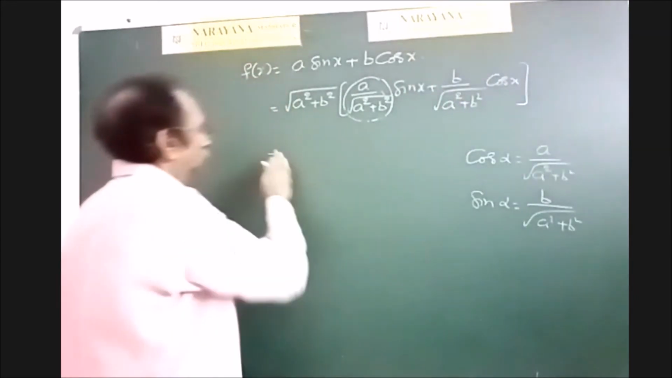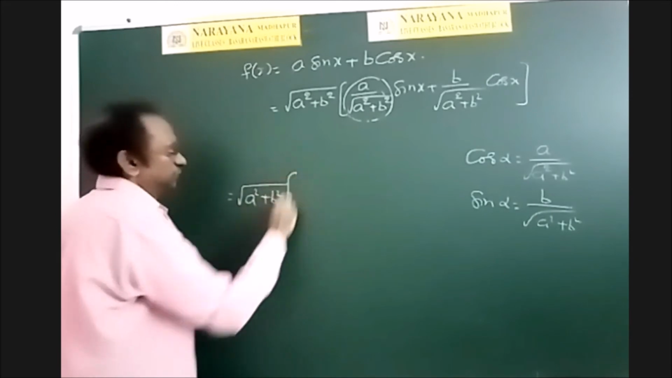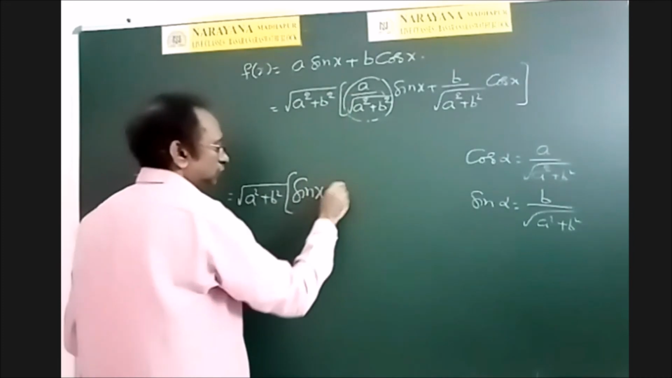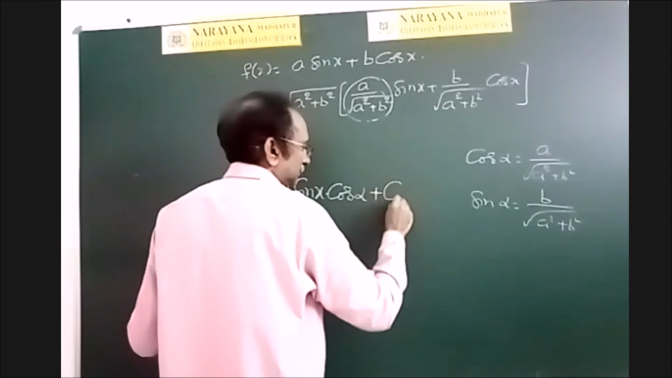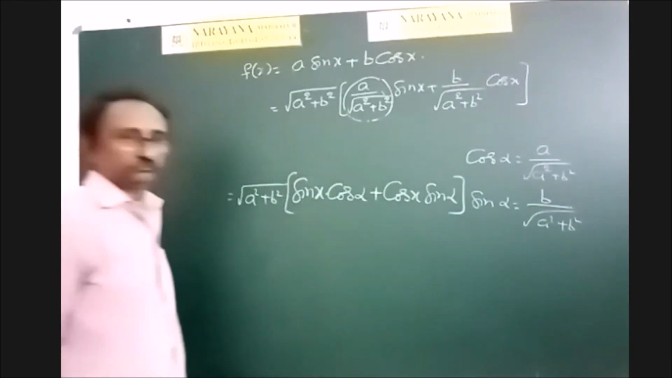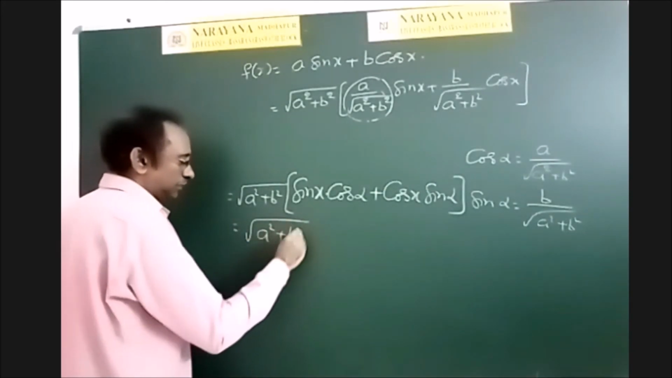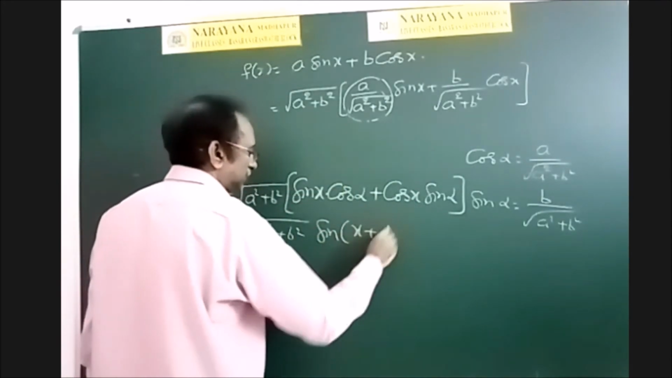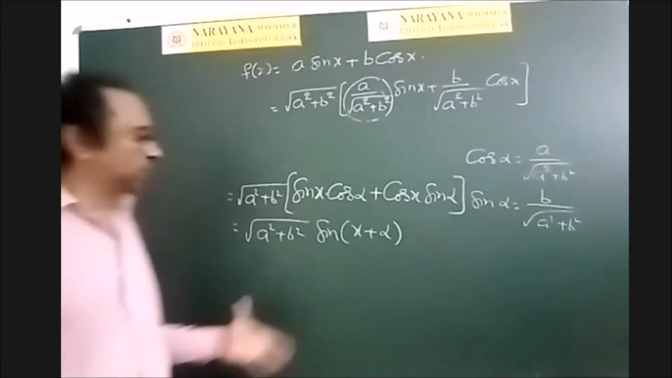Okay, right. So this expression becomes root a square plus b square into sin x into cos alpha plus cos x into sin alpha. So this becomes root of a square plus b square into sin x cos alpha plus cos x sin alpha. That is sin of x plus alpha. So this is root a square plus b square into sin of x plus alpha.